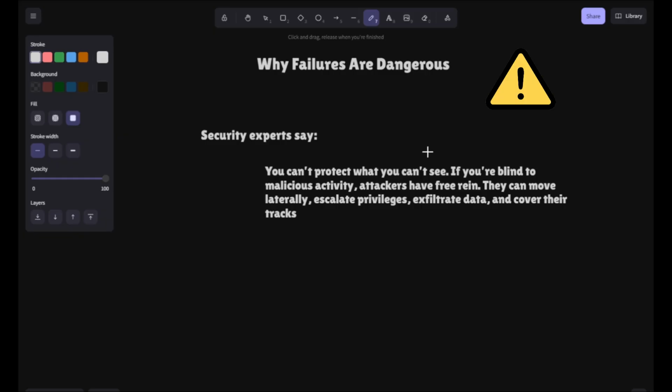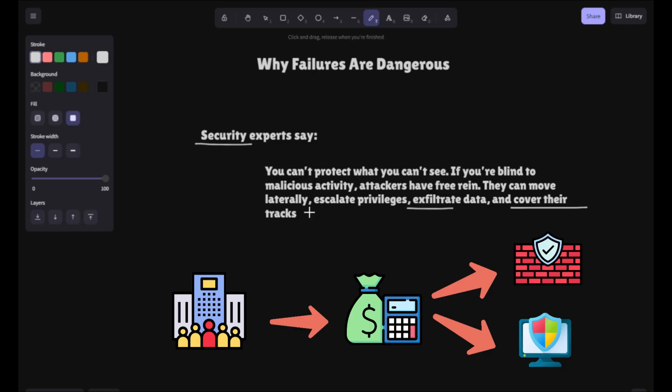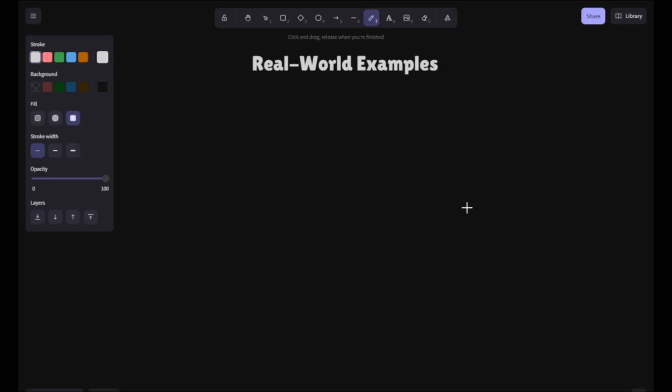Why failures are dangerous. Security experts say you can't protect what you can't see. If you're blind to malicious activity, attackers have free rein. They can move laterally, escalate privileges, exfiltrate data, and cover their tracks. Many companies focus all their budget on firewalls and antivirus, but forget the basic question: would we even notice if someone broke in? Real-world examples.